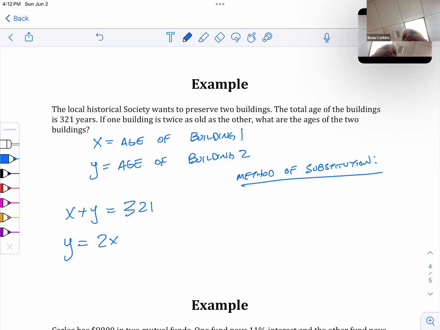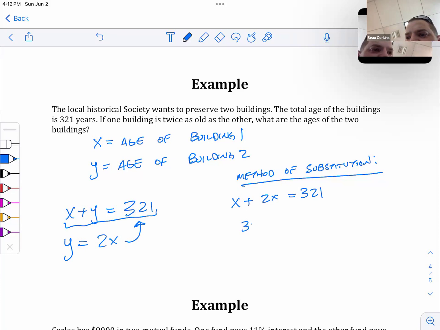And we could guess these ages pretty quickly. I can already see the two buildings are over 300 years old. So if the one building is 100 years old, then the other building is about 200, and then I could figure out what that remaining value is. But the method of substitution says, put that value into here. So this gets me x plus, into this equation, specifically it goes in for the y, x plus 2x equals 321, because I'm replacing y with 2x.